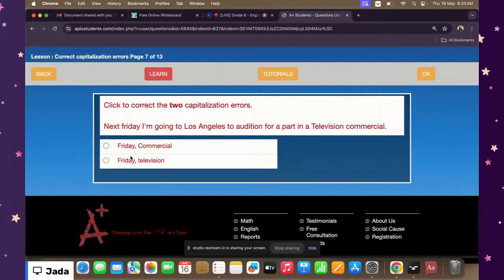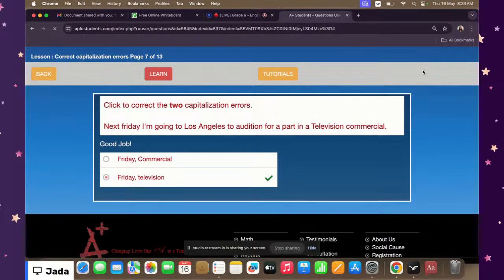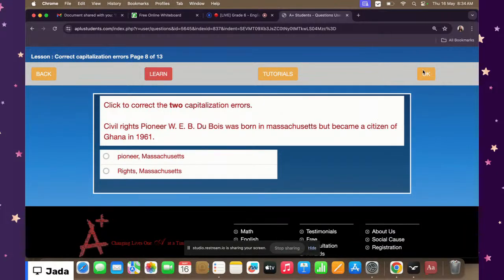Next Friday, I'm going to Los Angeles to audition for a part in the television commercial. Click the two capitalization errors here. Okay, so option two, Friday, television. Because Friday is a day of the week, it needs to be capitalized. So we have to correct the two capitalization errors here.